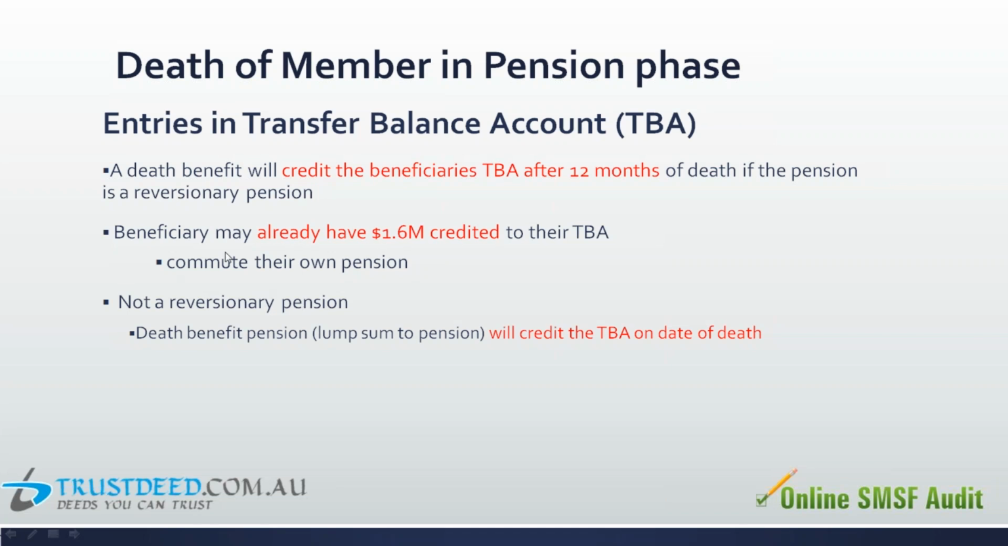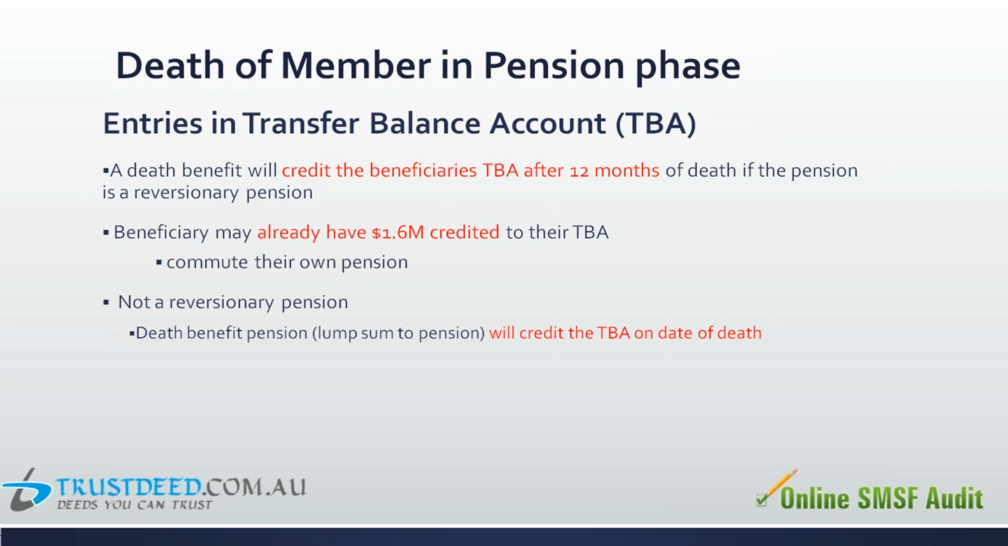Now, the beneficiary may already have 1.6 million credited to their balance account, so we know that they have to commute their own pension, and depending on the value of their pension, it can create an extra debit in their transfer balance account. And if it does that, then maximum up to 1.6 million can go into pension phase.